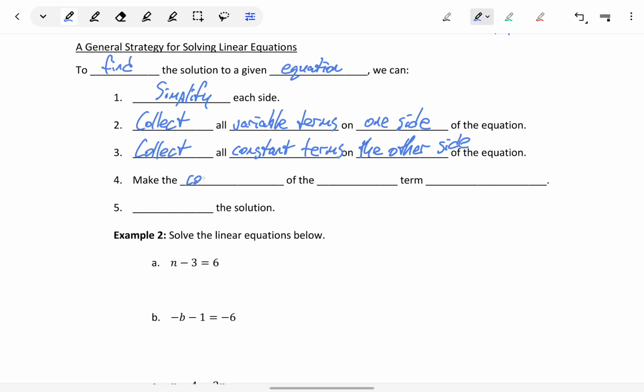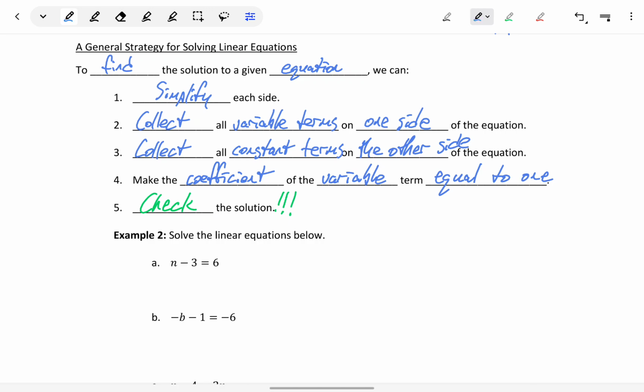Then we'll make the coefficient of the variable term equal to 1. Another way to say that is those few steps are about isolating the variable on one side of the equation by itself. And then our very last step, which is too often skipped over, is to check our solution.